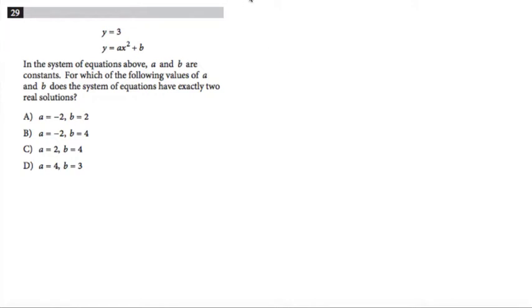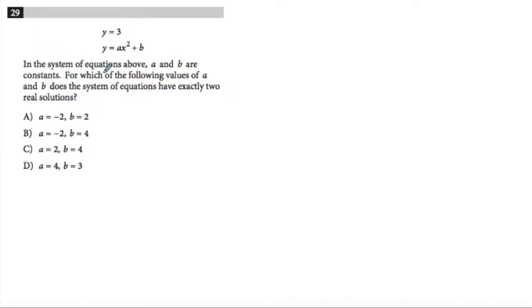Hi, so today I'm going over an SAT practice test 2, question number 29. So practice test 2, question number 29 from the College Board's official study guide, and it's the calculator part. So at question number 29, you're at the hardest level.